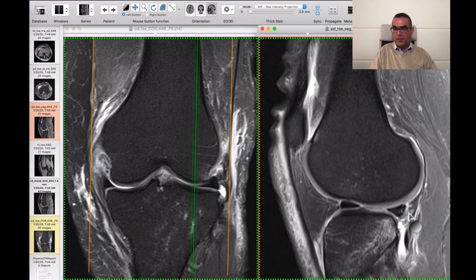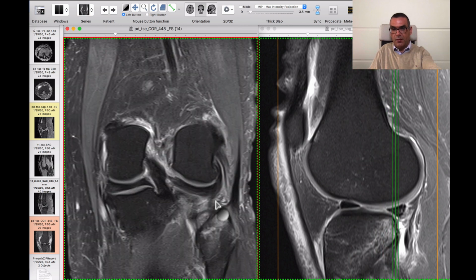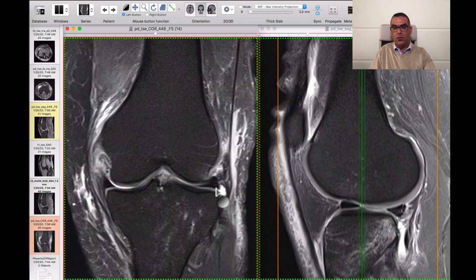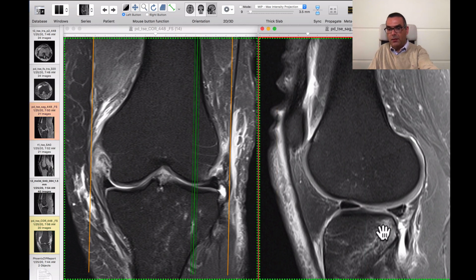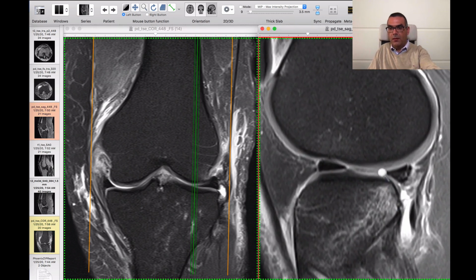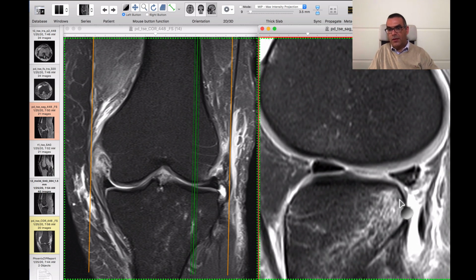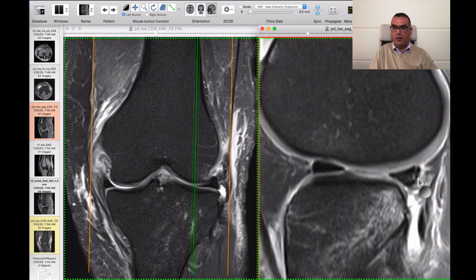We see there is a linear vertical signal at the meniscal base. So this is the coronal scan. Let me just zoom up a little, and I hope you can see this clearly now. There is a vertical linear longitudinal tear at the meniscal base, and this is also a meniscal ramp lesion.